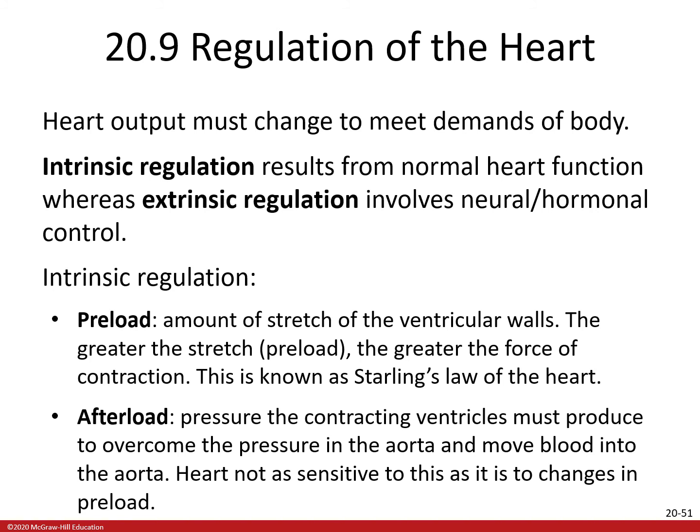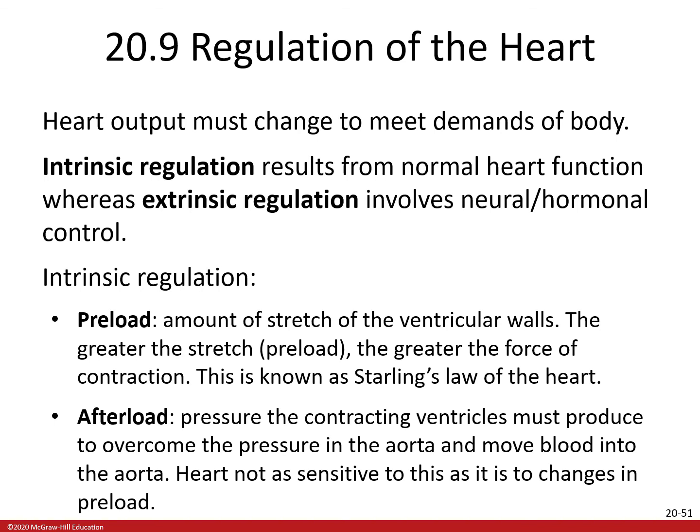regulation, which is going to be how the heart functions to essentially balance the needs of the body. So if your tissues are needing more oxygen, more nutrients, something like that, your heart is going to be responsible in responding to that need and do some type of output in order to meet those demands.